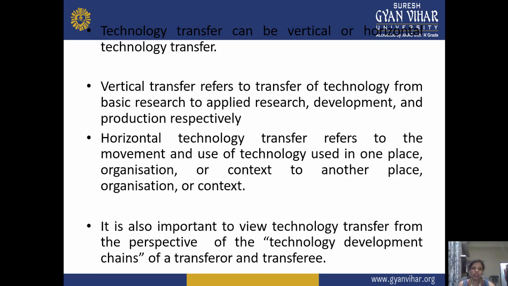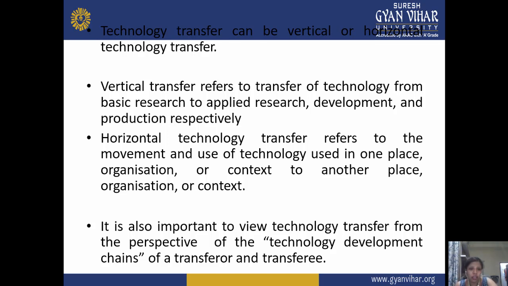Now technology transfer can be vertical or horizontal. So there are two types of technology transfer. It can be between R&D and production, production to production, from one company to another, or between similar companies. If somebody is opening a new plant of the same company, they can also transfer. If they are shifting the plant from one place to another, then also there is a technology transfer. Okay, so all these things are there.